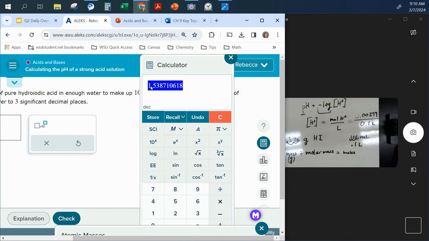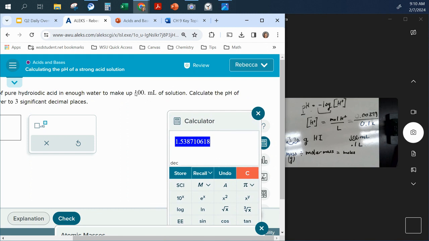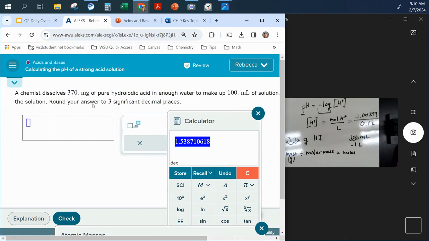Okay, so logs are weird. We have a new sig fig rule for logs. Notice on these numbers, I have 3 sig figs here and 3 sig figs here. I need 3 decimal places. When you take the log of something, your sig figs transition into decimal places. That's weird. That's a new rule you have to know.